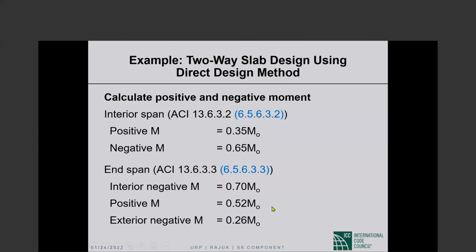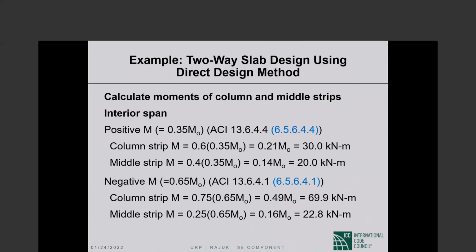For the end span, the distribution is 70% of M sub 0 is the interior negative moment, 52% is the span moment, 26% is the exterior negative moment. Okay. So we are now talking about the interior span.